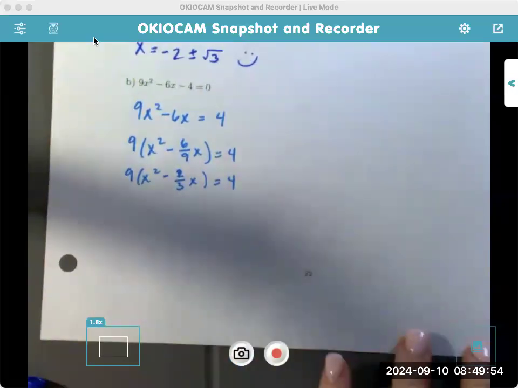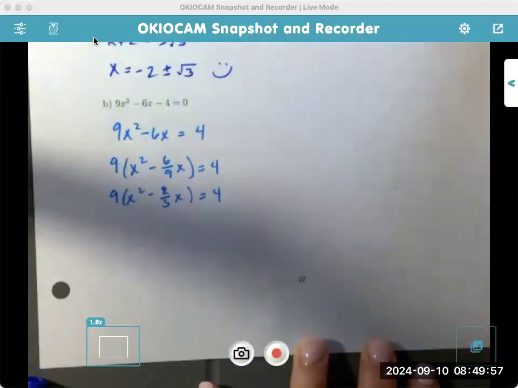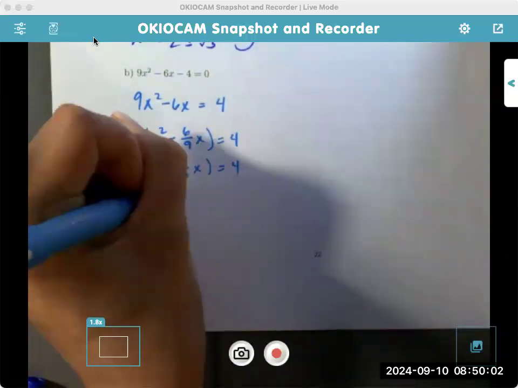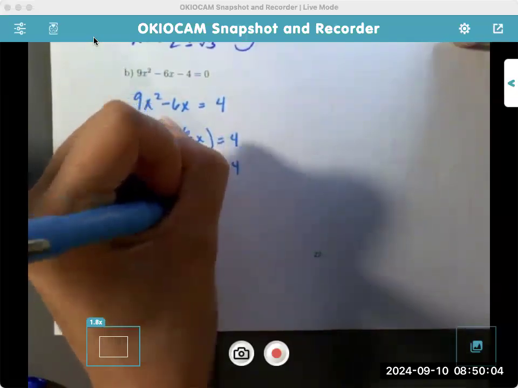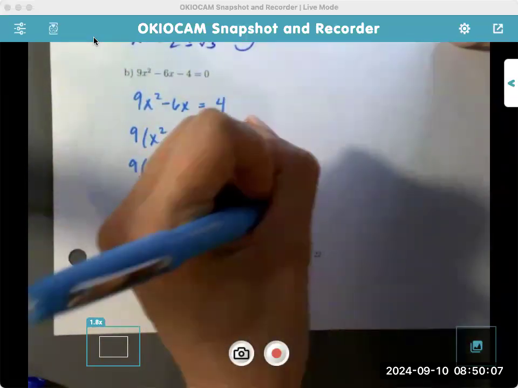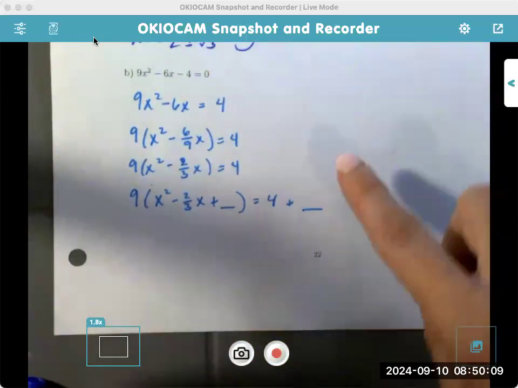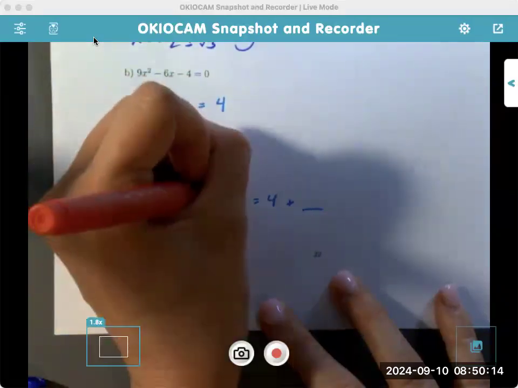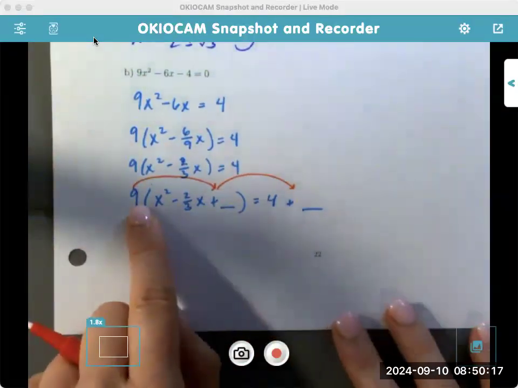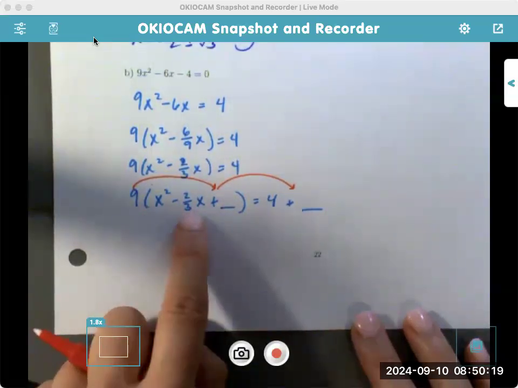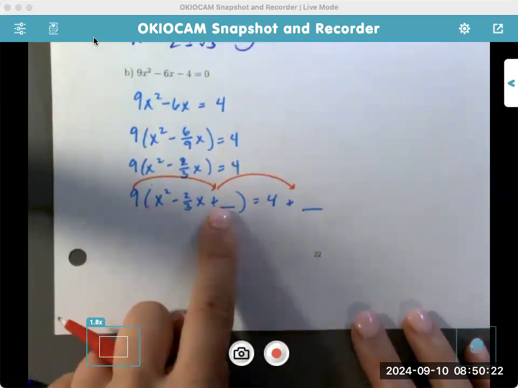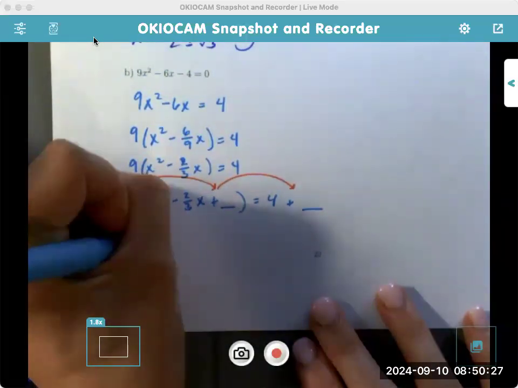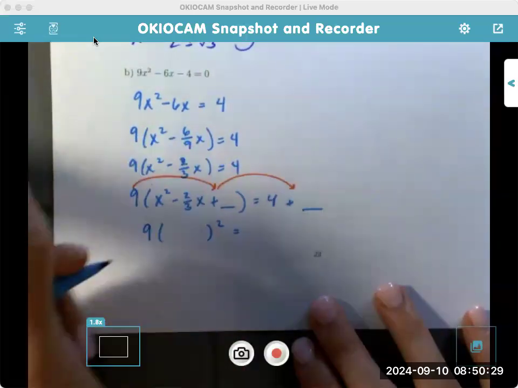Now we're ready for the quote skeleton, if you would. Okay. So this is 9 times x squared minus 2/3 x plus blank equals 4 plus blank. But keep in mind now, whatever blank goes here has to be multiplied by that outside 9. Because it's really 9 times all the terms inside the parentheses. Okay. So now it's 9. The 9 just is along for the ride.